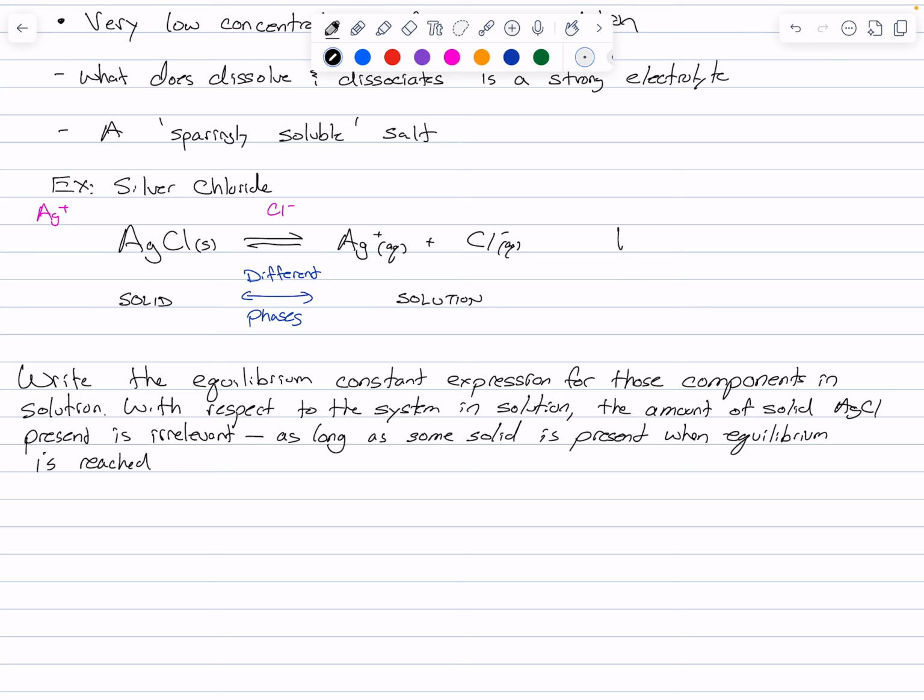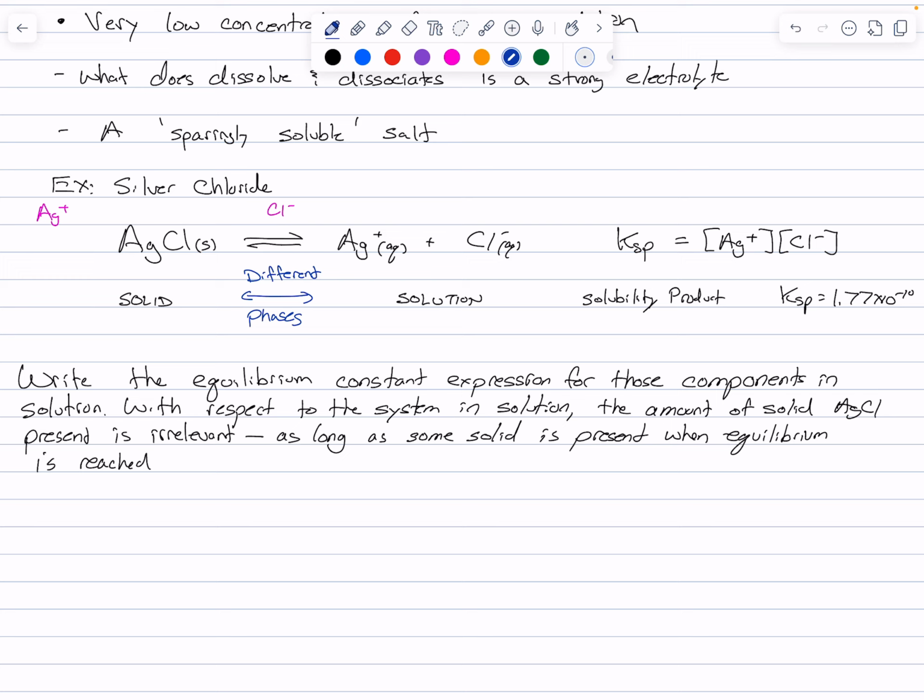So that means for KSP here, will be the concentration of silver and chloride. Now, we call this solubility product. And most of these KSPs, like in this case, KSP is 1.77 times 10 to the negative 10th, all right?